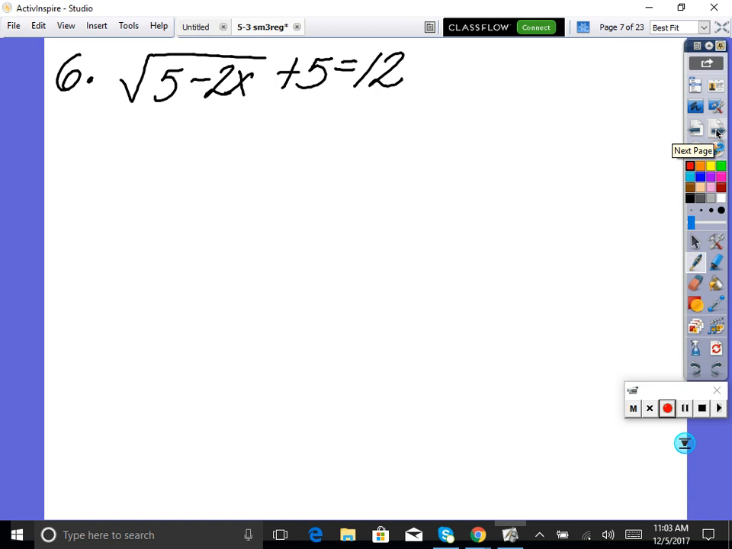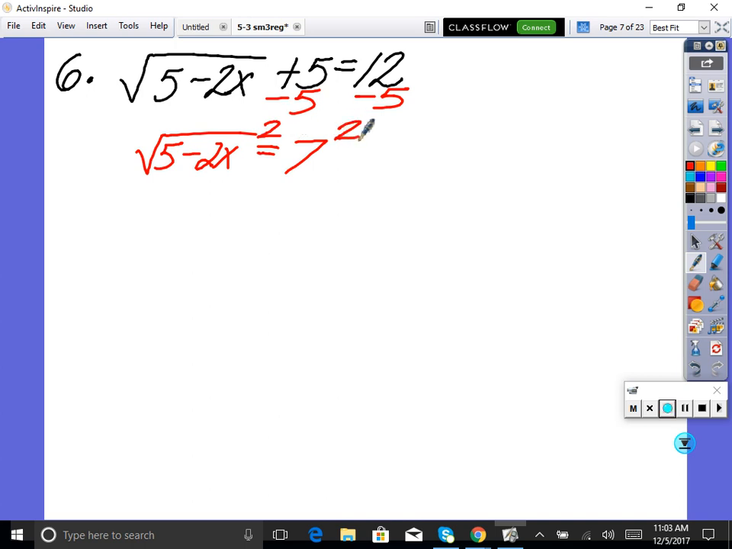Okay, look at number 6. What should I do first? Yep, we've got to isolate the radical. The rules never change. Subtract 5. Square root of 5 minus 2x equals 7. What's my next step? You mean square? Perfect. Square both sides. Good job. And then we have 5 minus 2x equals 49. Now, a lot of people will get their eyeballs backwards and say, oh, that's negative 5. Well, we look at this from left to right. That's positive 5. So shouldn't we subtract 5?